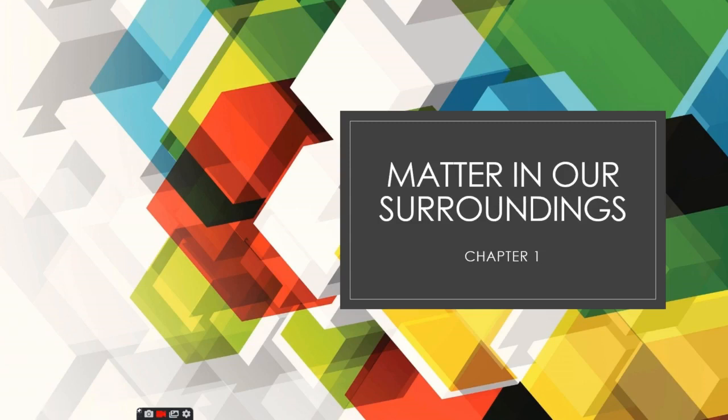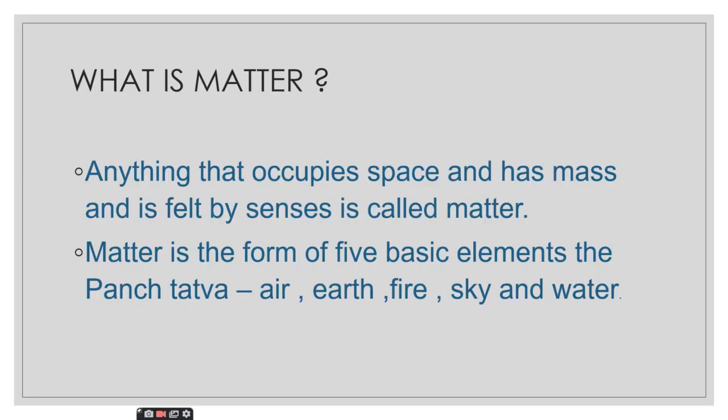Starting with chapter 1, matter in our surroundings. So without wasting much of your time, let us begin. What is matter? Anything that occupies space and has mass and is felt by senses is called matter. Matter is the form of five basic elements, the Panch Tattva: air, earth, fire, sky and water.